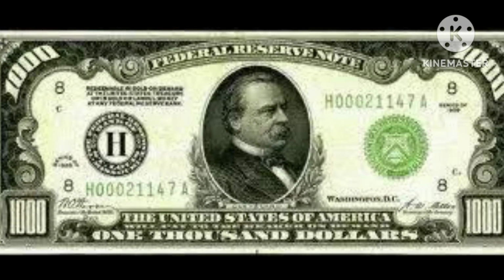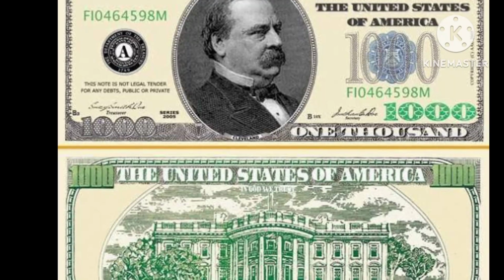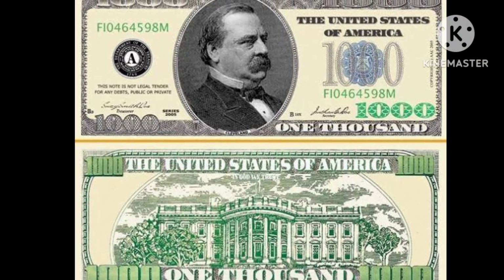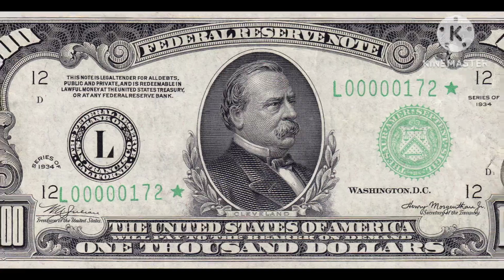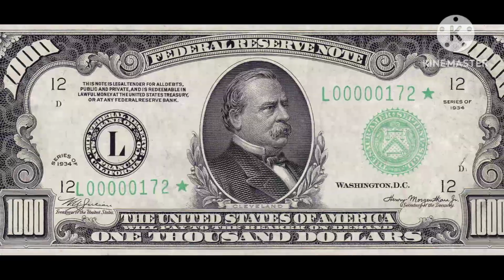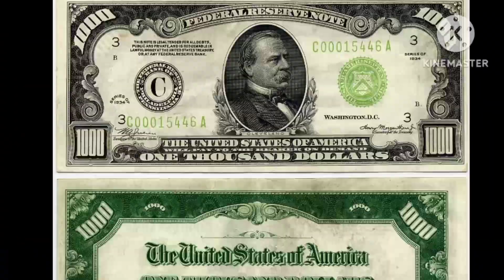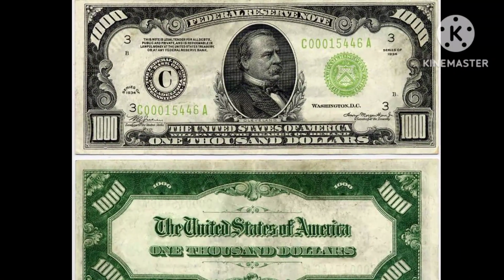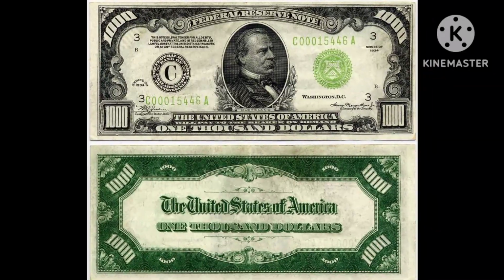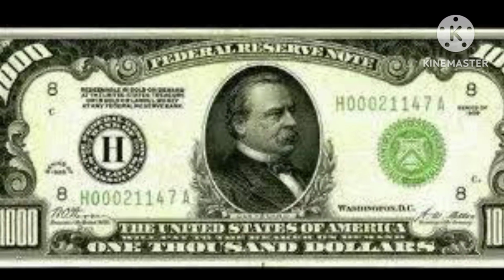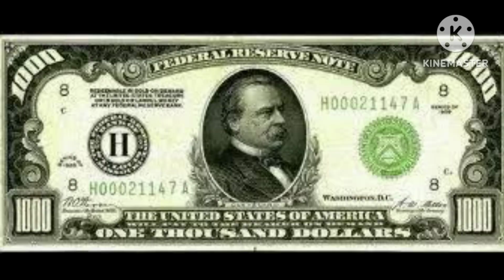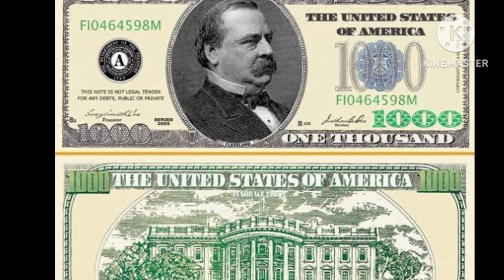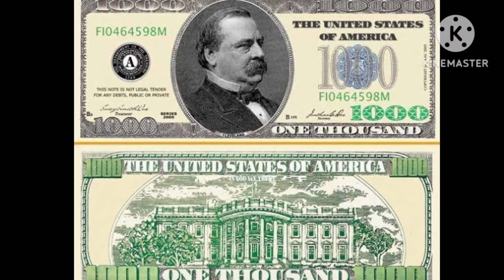$5,000 bill. James Madison. James Madison, the father of the Constitution, appears on the $5,000 note, one of the rarest U.S. banknotes ever printed. $10,000 bill. Salmon P. Chase. Salmon P. Chase, Treasury Secretary under Abraham Lincoln, appears on the $10,000 bill. He helped design the national banking system during the Civil War.